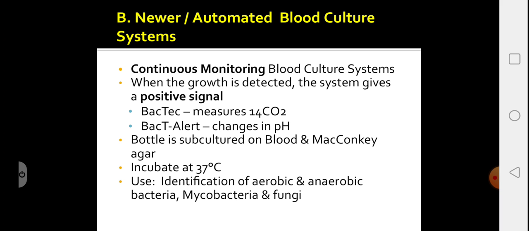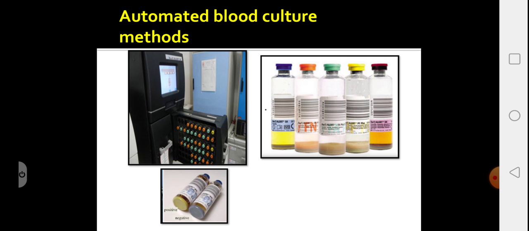And what is the use of these newer automated methods? You can identify aerobic bacteria, anaerobic bacteria. There are special bottles available to identify or isolate mycobacteria. So this black instrument is an automated blood culture system which holds up to 60 bottles at a time or even more than that. And on the right you can see a variety of blood culture bottles available.